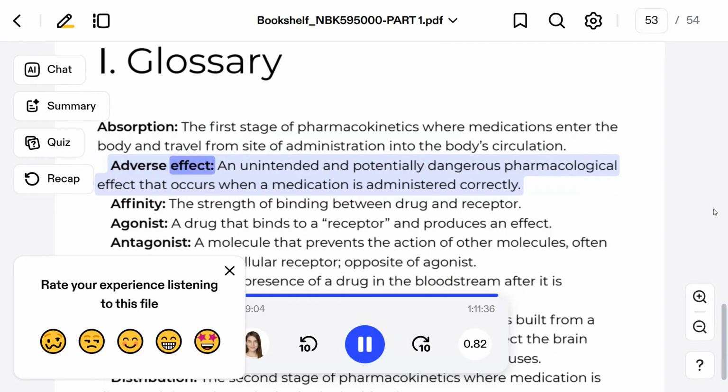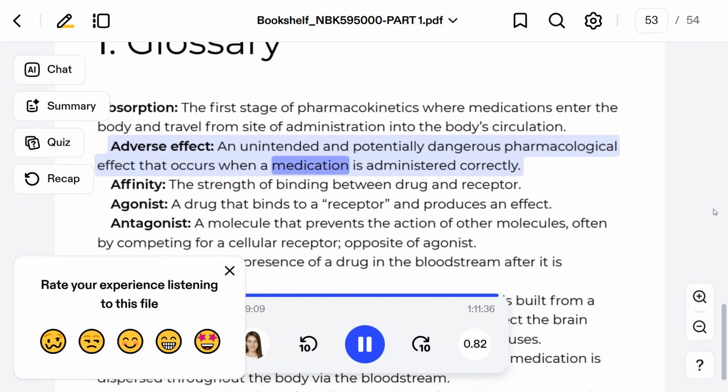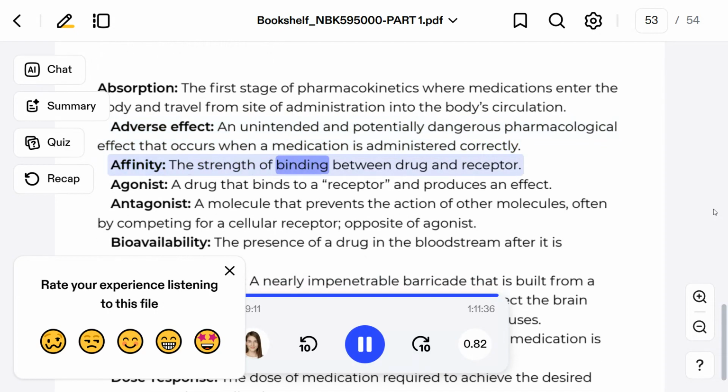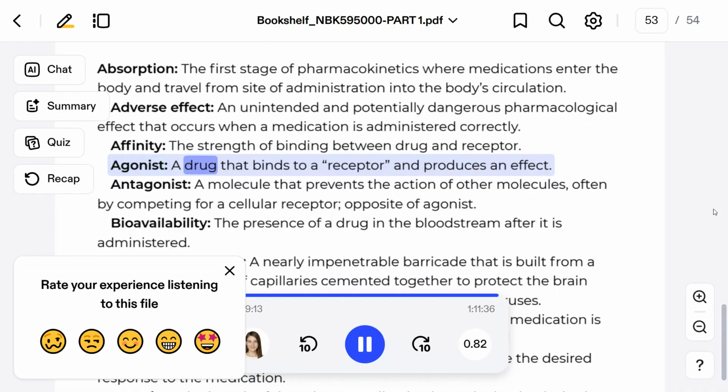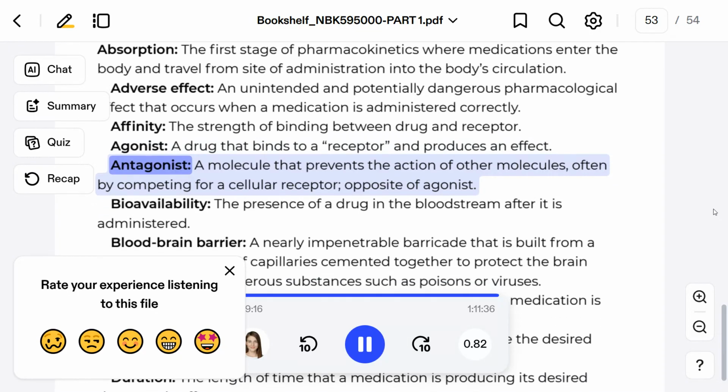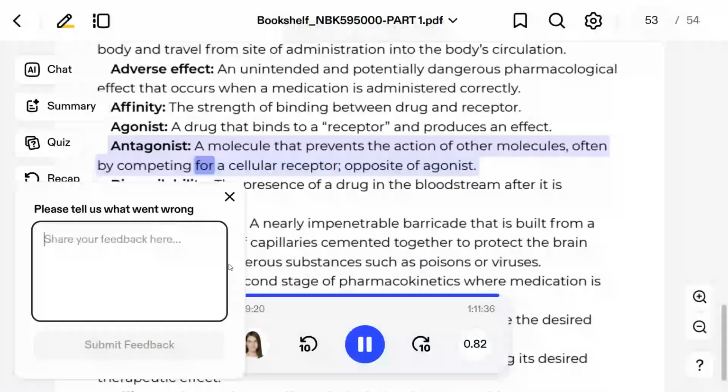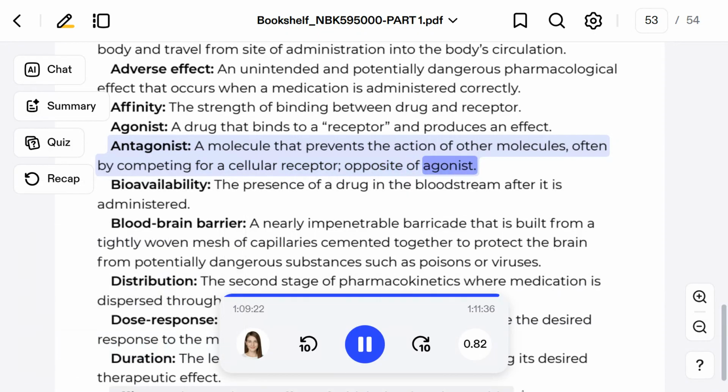Adverse effect, an unintended and potentially dangerous pharmacological effect that occurs when a medication is administered correctly. Affinity, the strength of binding between drug and receptor. Agonist, a drug that binds to a receptor and produces an effect. Antagonist, a molecule that prevents the action of other molecules, often by competing for a cellular receptor. Opposite of agonist.